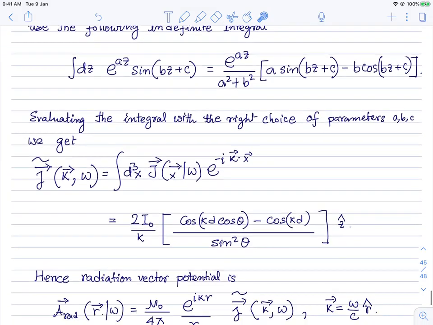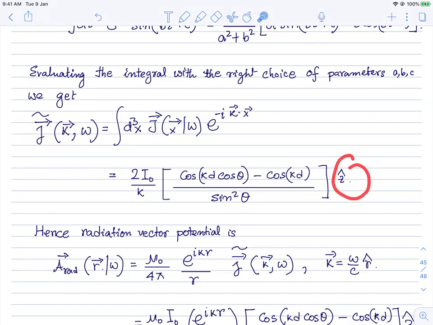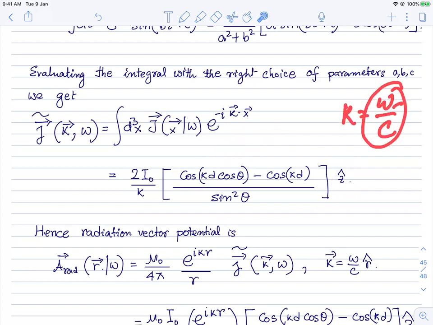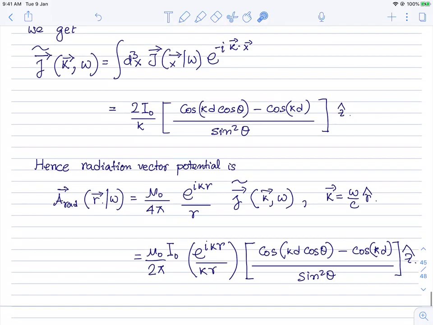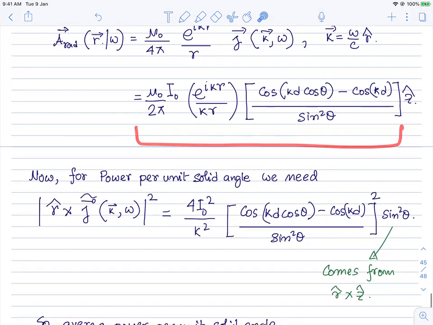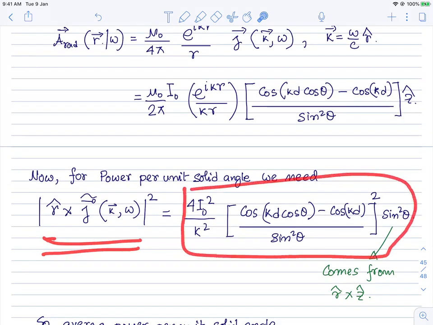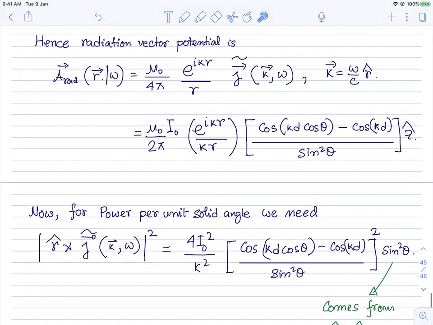Okay, so this Fourier transform is basically this object here, where there's a theta dependence, there's a d dependence, and there's a k dependence, and this k is basically omega by c, where this omega is the driving frequency of the voltage. Now again A rad is given in terms of this Fourier transform entirely, so it is given by this expression, and if you take that and square it to get, r cross this thing would give you this expression. I'm just doing the algebra here.